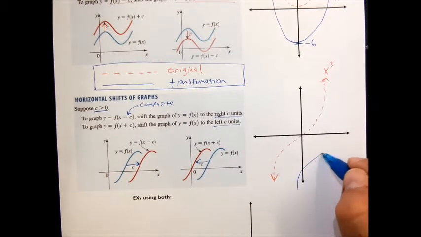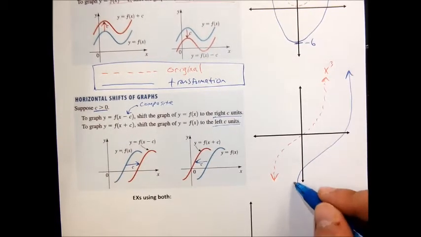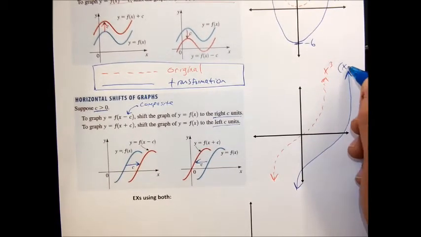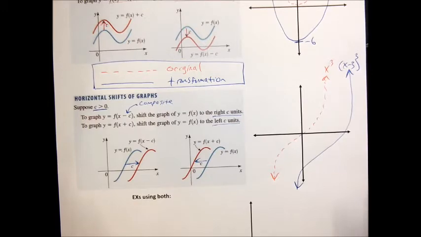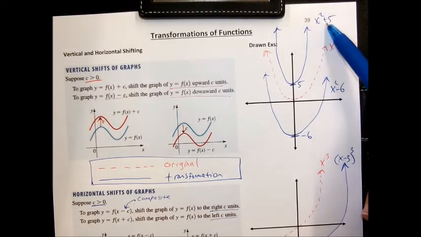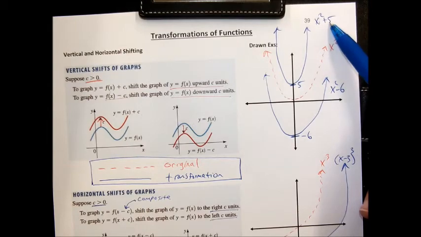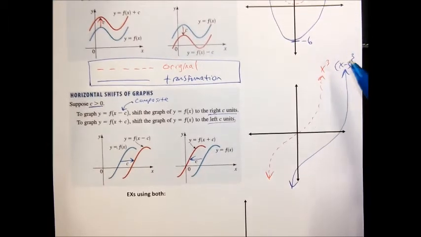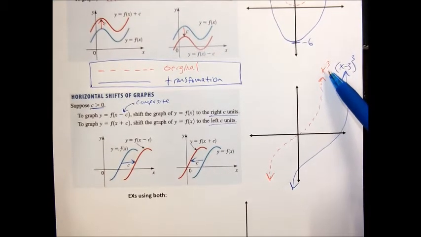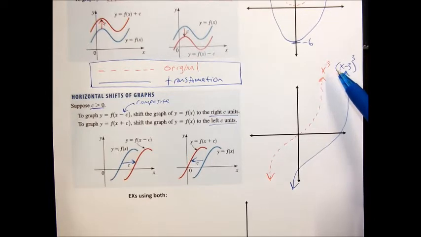For example, this graph has been shifted to the right, and this might be x minus 3 cubed. See how the x minus 3 is inside of the x cubed, which is what makes it a horizontal shift rather than a vertical. On the previous one, the plus 5 was added outside of the x squared, right? The plus 5 is not being squared in the first one. But in the second one, the x minus 3 is entirely inside of the x cubed, which is what shifts it to the right.